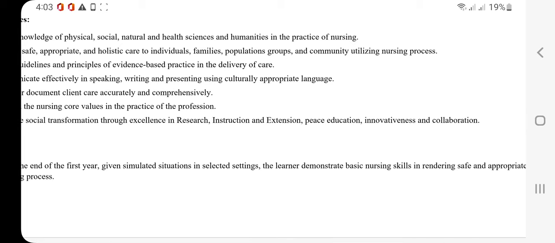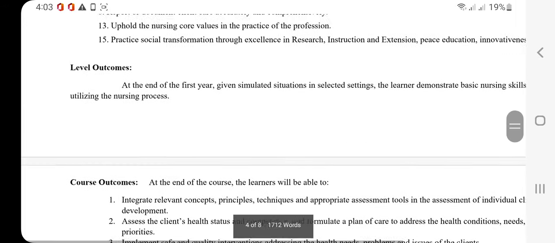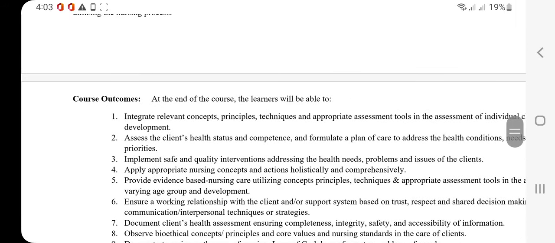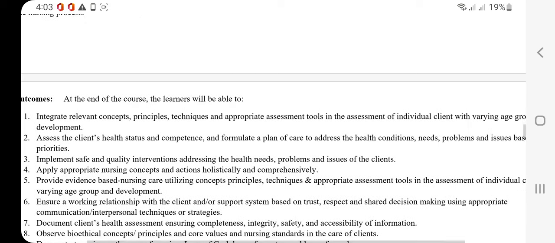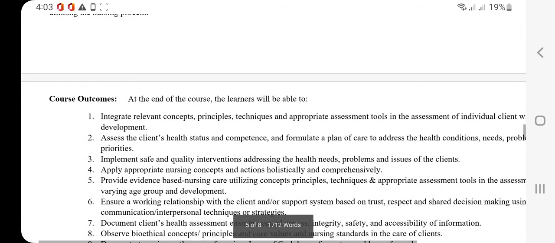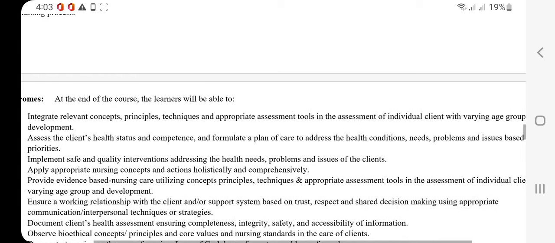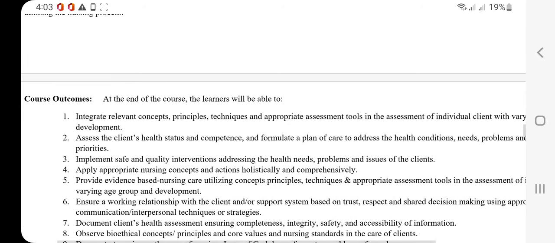Okay po, dito is, ang goal po talaga natin is matuto kayo how to assess your patient head to toe or to conduct your physical health assessment. Okay, so at the end of this course, the learner will be able to integrate relevant concepts, principles, techniques, and appropriate assessment tools in the assessment of individual client with varying age group and development, to assess the client's health status, competence, and formulate a plan of care to address the health conditions, needs, problems, and issues based on priorities.